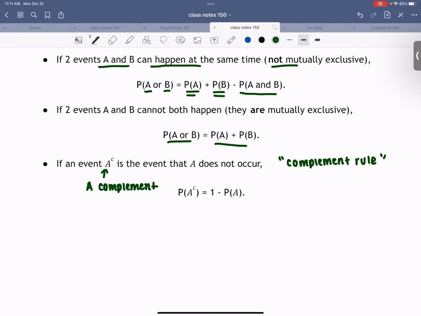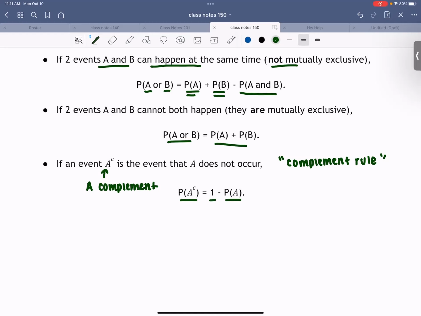And all that means is it's kind of like the opposite of A. So if A was riding a bike, AC would be not riding a bike. Okay, so it's just the opposite of something occurring. When we want to find the probability of the opposite of something, we're just going to take one and subtract it from the probability of its opposite.